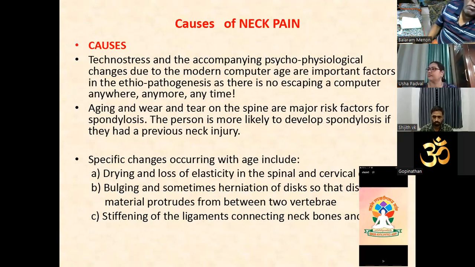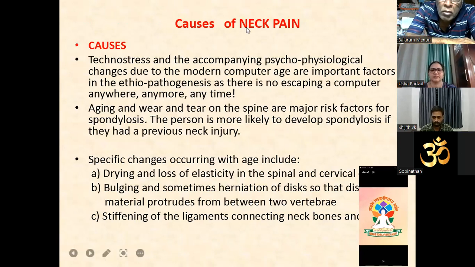Technostress and the accompanying psychophysiological changes due to the modern computer age are important factors in the etiopathogenesis, and there is no escaping a computer anywhere, anymore, anytime. Aging and wear and tear on the spine are major risk factors for spondylitis. The person is more likely to develop spondylitis if they had a previous neck injury.